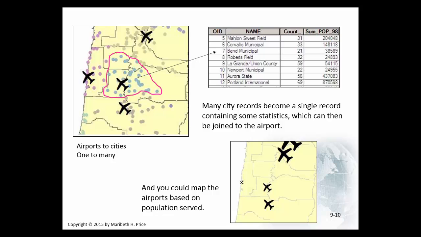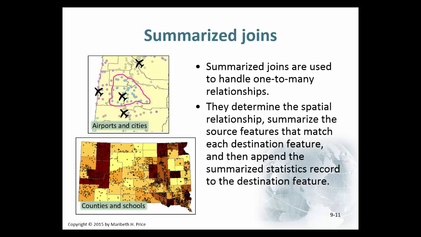This type of join will group many city records, summarize them into a single record, and join them to the airport destination table. Summarized joins are used to handle those one-to-many relationships. They determine the relationship, summarize the source features to match the destination features, then append the summarized records to the destination table.